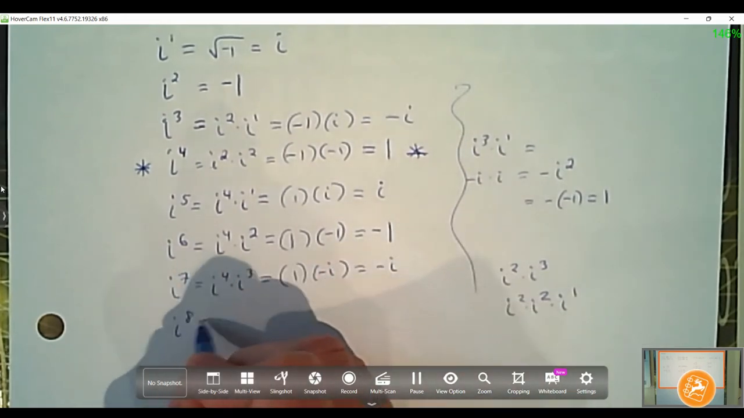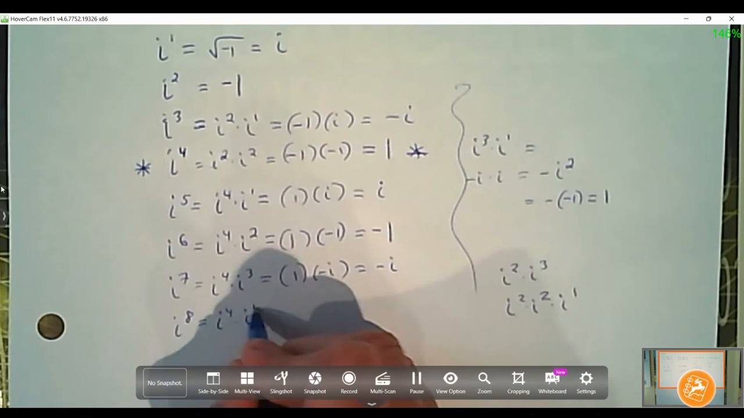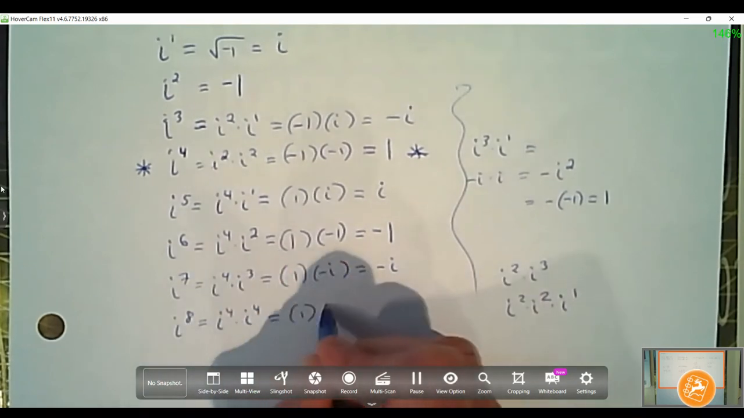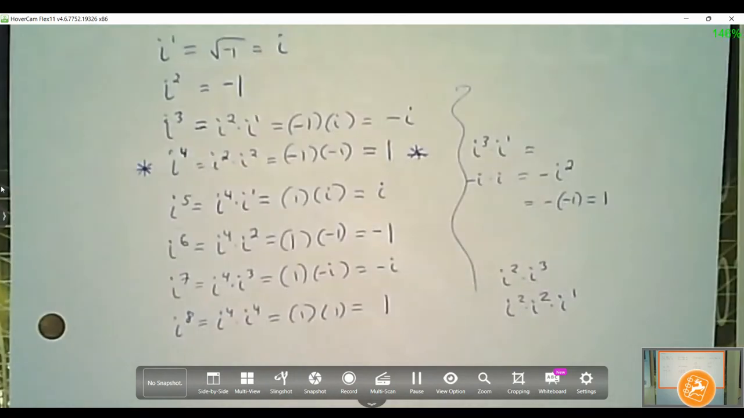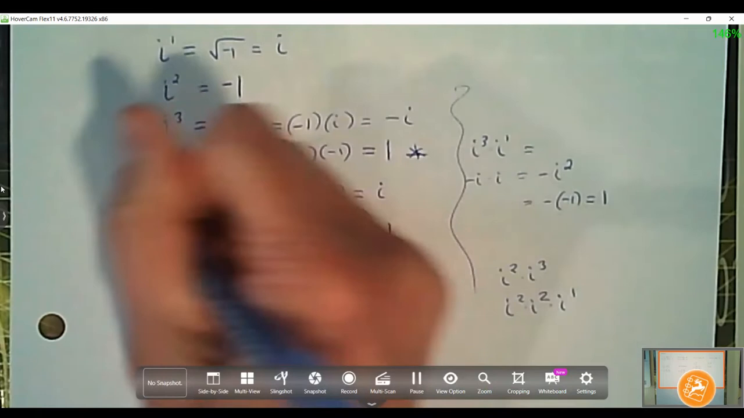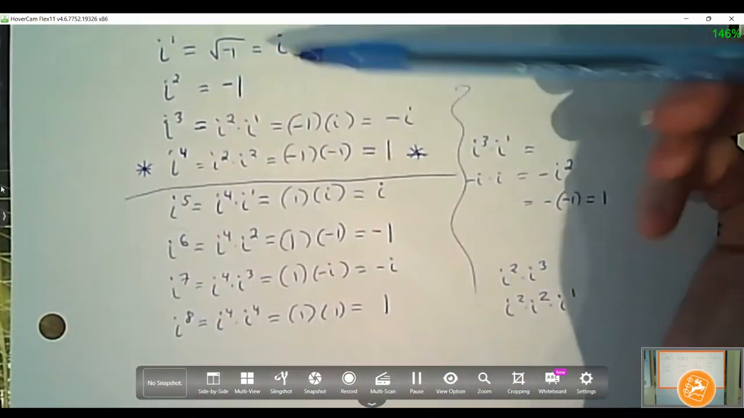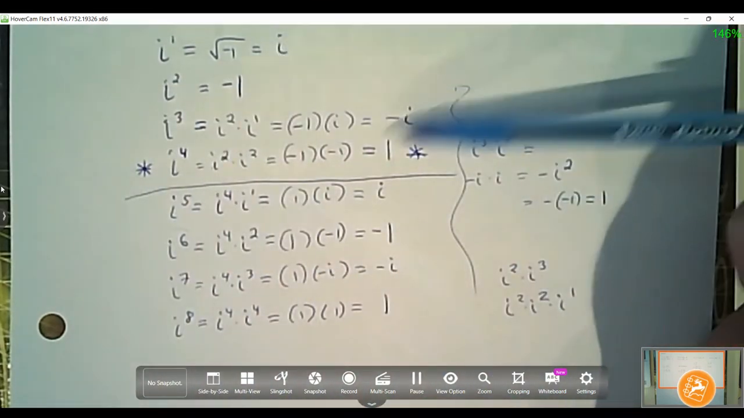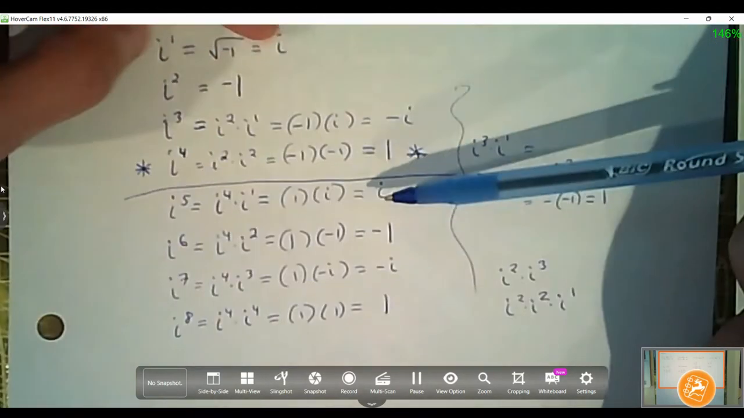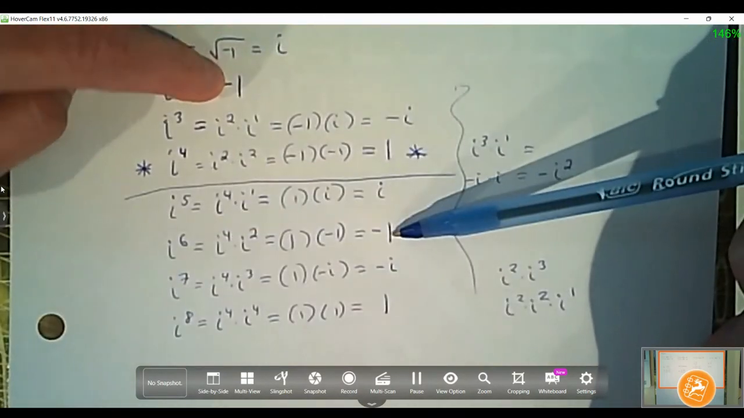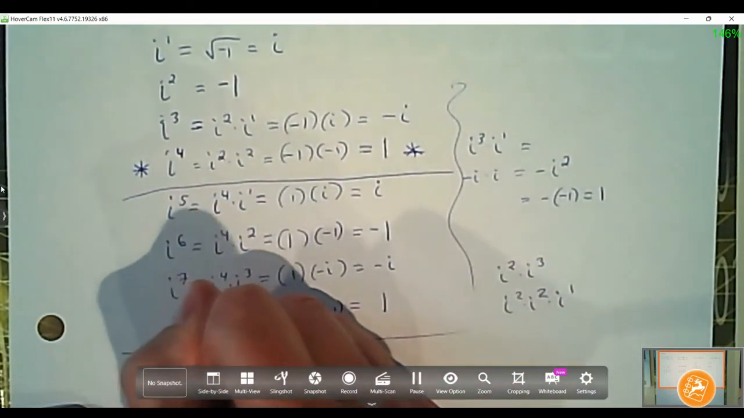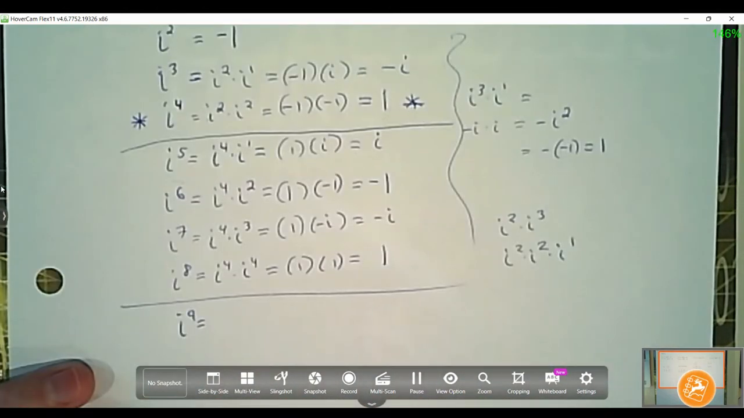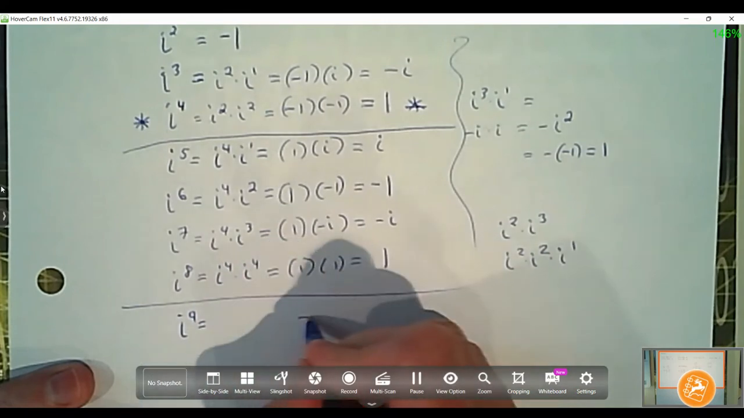And you might start to see something happening here, because when we go to I to the eighth, that's going to be 1 times 1, which is 1. And if you notice, the answers here, they are repeating. This is cyclic in nature. So if you look, what happens is your answers for your powers of I go I, negative 1, negative I, 1, and then they repeat. So then it goes I, negative 1, negative I, 1 again. So without doing any work, can you predict what I to the ninth would come out to? That comes out to I.